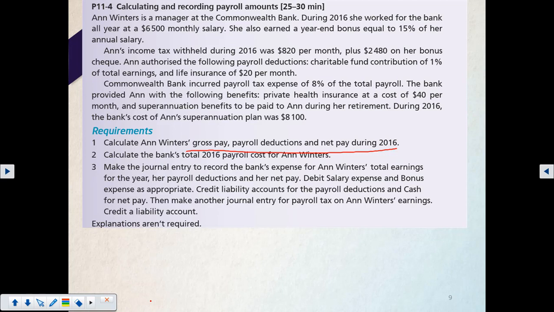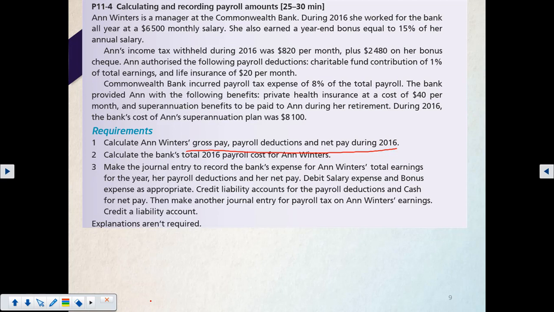So the 820, what is that, 2,000 plus 2,480 on our bonus segment? 820 is going to be per month. So you are paying for every month, you have to multiply by 12. And that 2,480, is it deducted from the 15% bonus she's getting?